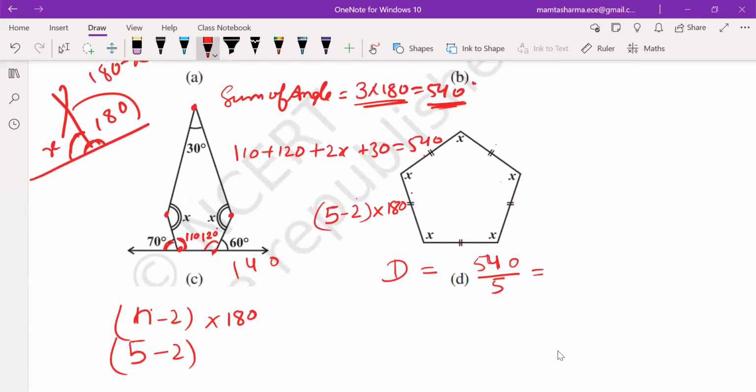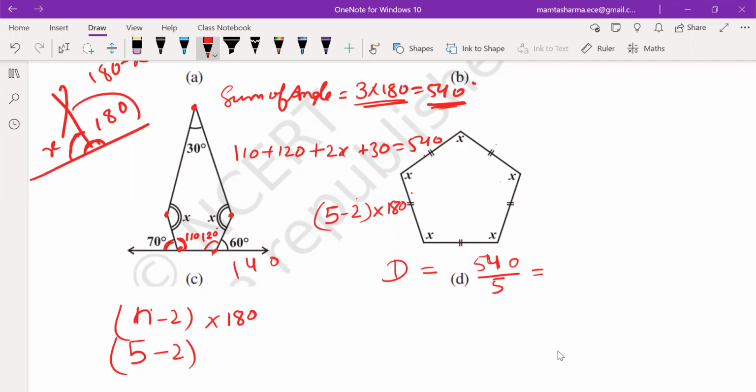I understood, ma'am. How did you get 3 into 180 in C? You had to do 5 minus 2, which is 3, into 180, not 3 minus 2. In C1, it is not 3. How many sides are there? 1, 2, 3, 4, 5. There are 5 sides in C.